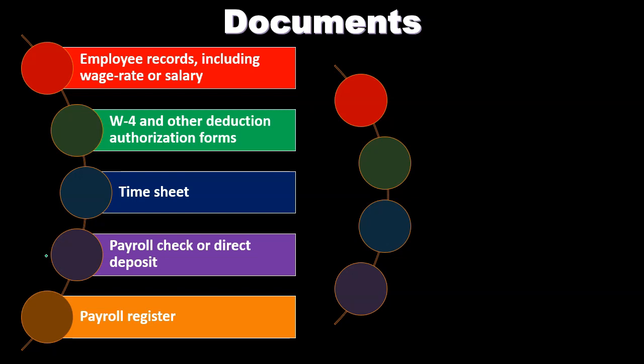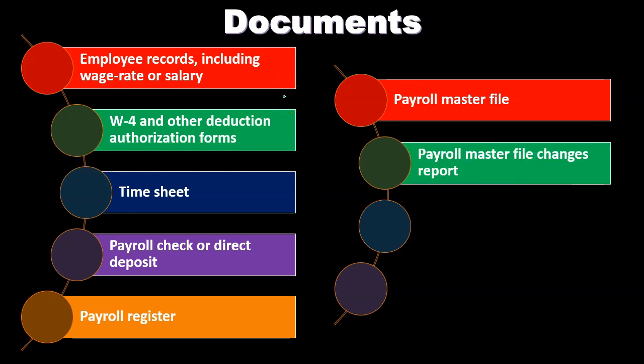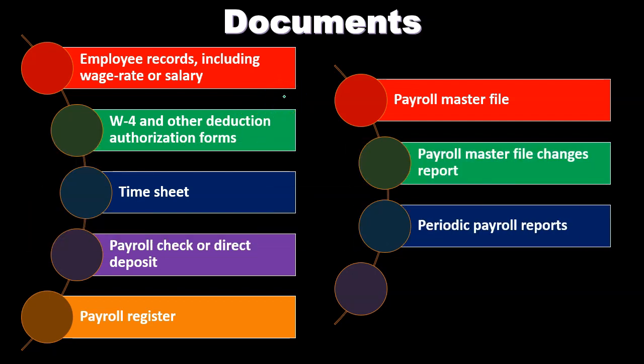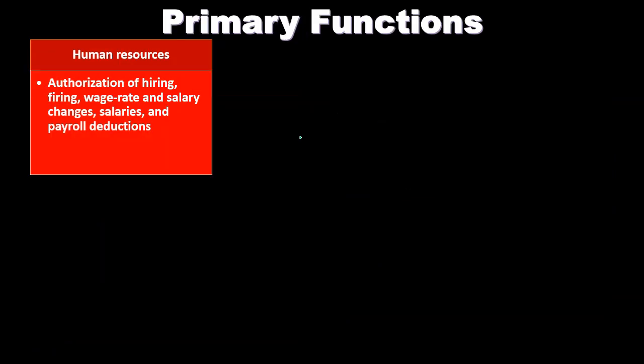Payroll register, so we want to make sure we have the overall payroll register. Payroll master file, and the payroll master file changes reports when there are any changes to it. The periodic payroll reports, so any kind of periodic reporting that we're going to need, other tax reports and forms. Note that the payroll tax forms are going to typically be done at least quarterly. We'll have quarterly 941 forms that summarize that information. We'll have the yearly 940 form. Those are types of payroll forms that we can use. And then, of course, we'll have the year-end forms, which will be the W-2s and the W-3.